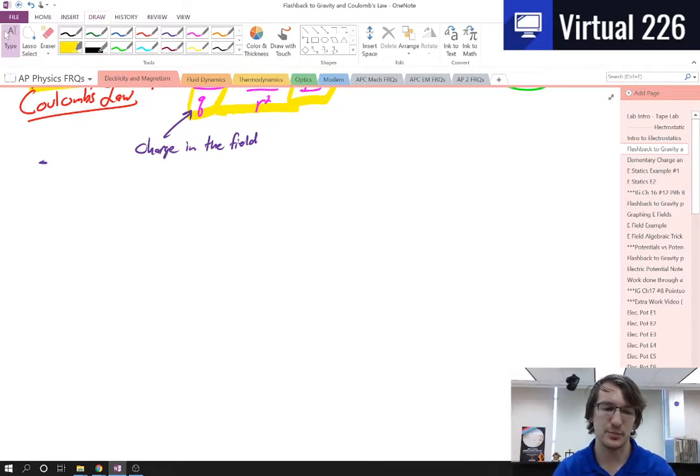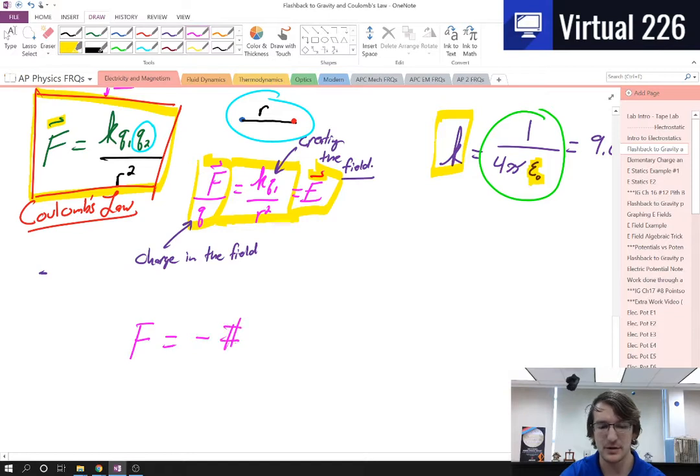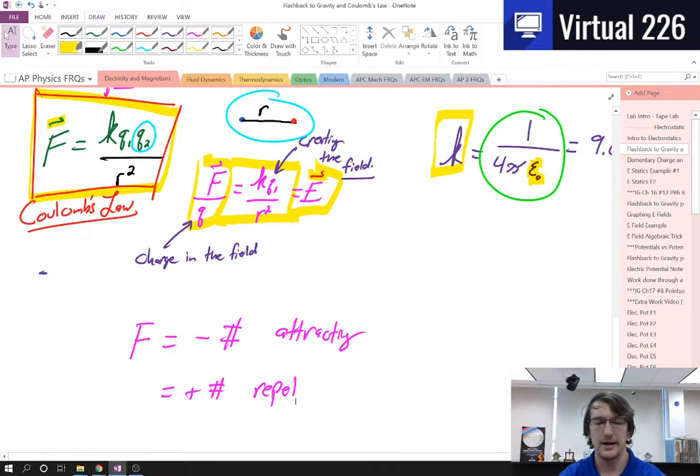This is especially important because whenever you're solving for the force between objects, if you have a force which is a negative number, then these are going to be attracting one another, because your Q values are positive and negative. A positive times a negative gives you a negative. These are attracting objects. If your forces are a positive number, they're going to repel. That's an important thing to keep in mind.